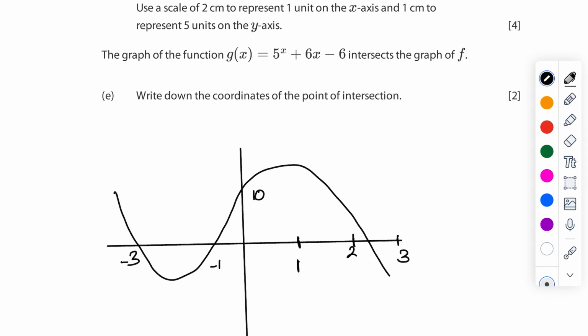Write down the coordinates of the graph g of x that is given. Write the coordinates of the points of intersection. Again, draw that graph, and your point of intersection should be 1.49 comma 13.9, and that's all. Only one point of intersection.